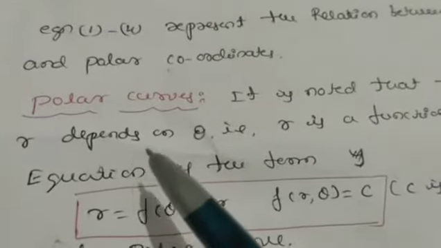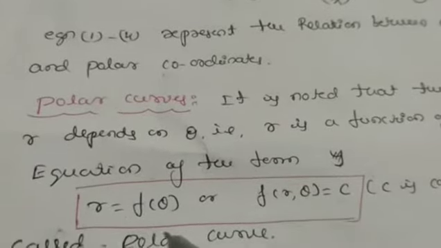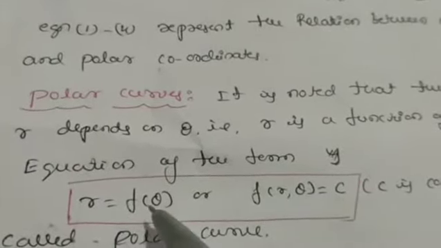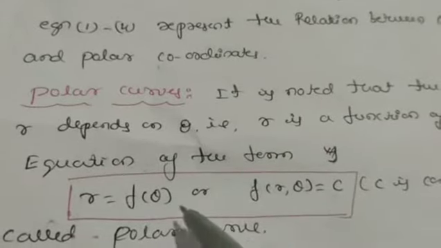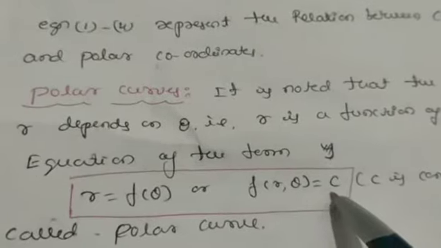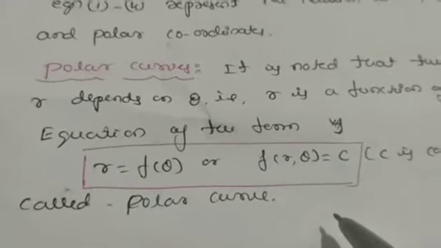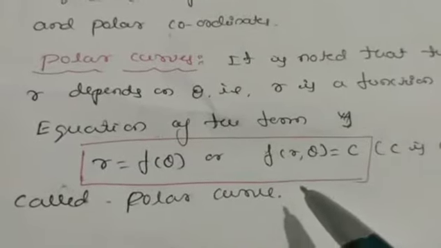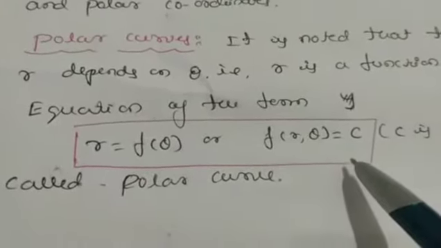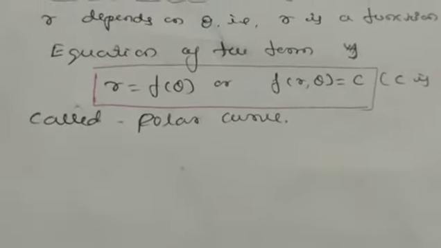Next one is polar curves. Here polar curve means the relation where r is a function of theta, that is r is equal to f of theta, or f of r and theta is equal to some constant, is called a polar curve. And you know a Cartesian curve means y is equal to f of x, and a polar curve is r equals f of theta, or f of r, theta is equal to c. This is called a polar curve.